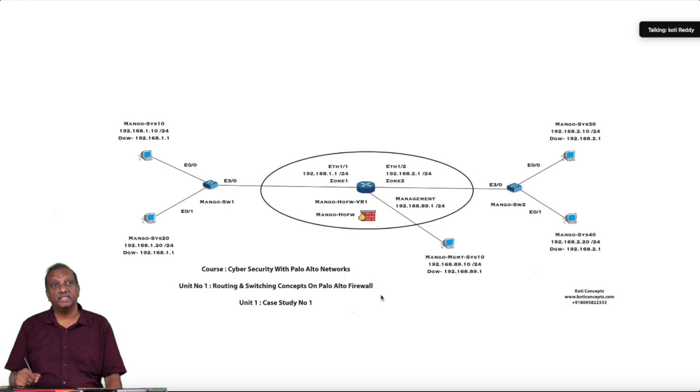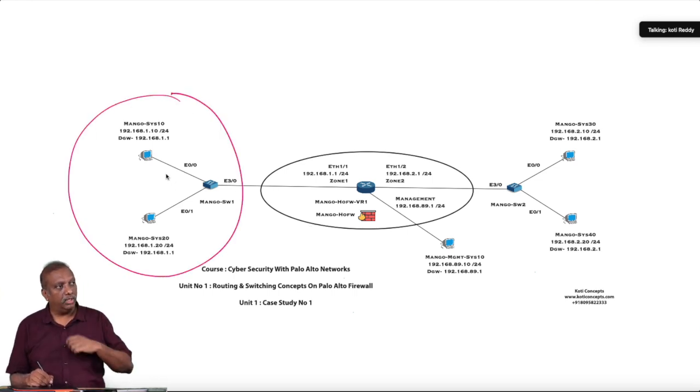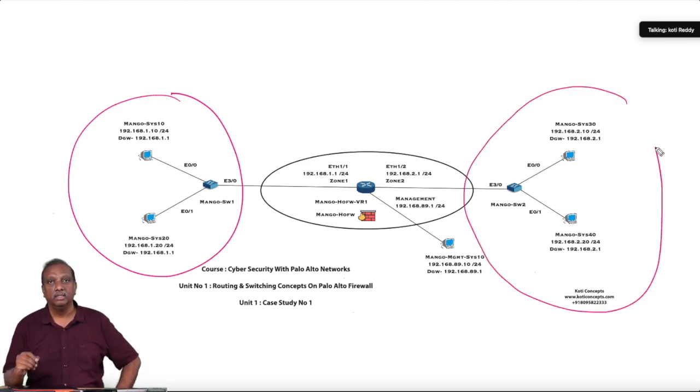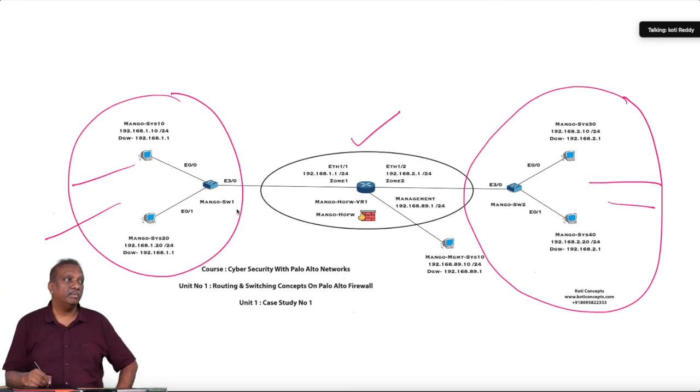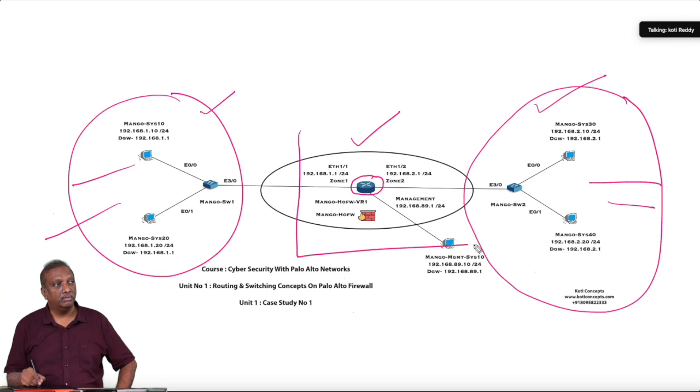So this could be our first case study. This is a simple case study where we have two different network IDs, the 192.168.1.0 network ID and the 192.168.2.0 network ID. When systems in these different network IDs want to talk to each other, we need a router in between, right? Only a router could forward the packets from one TCP/IP area to some other TCP/IP area. So I would like to configure the virtual router on the Palo Alto firewall. There's only one box.